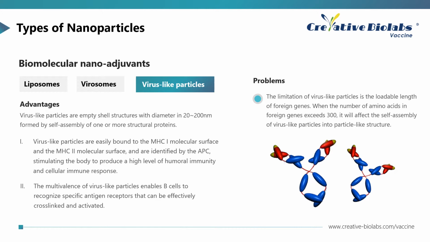When the number of amino acids in foreign genes exceeds 300, it will affect the self-assembly of virus-like particles into particle-like structures. This leads to the loss of the surface effect of virus-like particles, and the weakening of related immunostimulatory effects.